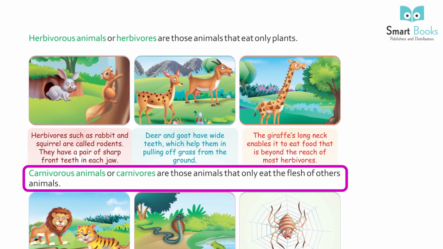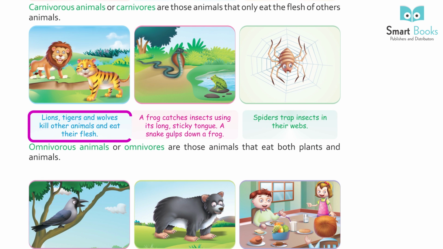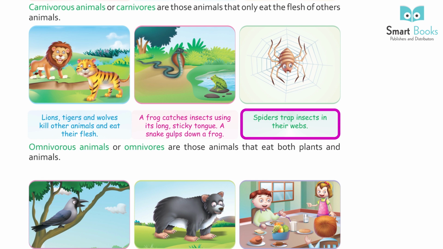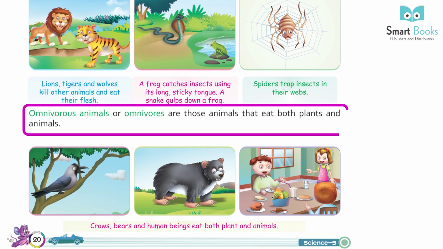Carnivorous animals or carnivores are those animals that only eat the flesh of other animals. Lions, tigers and wolves hunt other animals and eat their flesh. A frog catches insects using its long sticky tongue and a snake gulps down a frog. Spiders trap insects in their webs. Omnivorous animals or omnivores are those animals that eat both plants and animals.